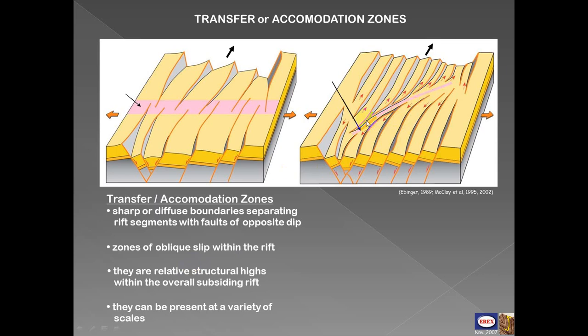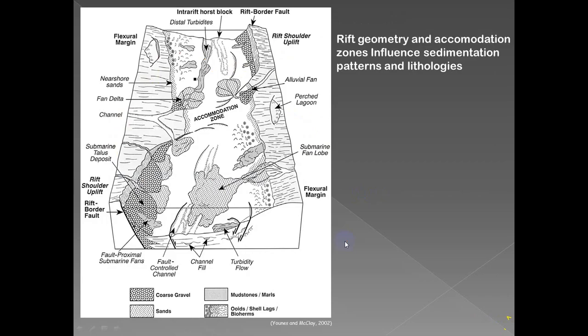Usually it's developed at the termination of faults. This fault has maximum throw at this point and decreases towards this point. This fault has maximum displacement here and decreases to this point. So this area is usually higher within the rift. They can be presented at a variety of scales, maybe from fault scale, fault to fault transfer, to zone to zone. Okay. Rift geometry and accommodation zones influence sedimentation patterns and lithology.